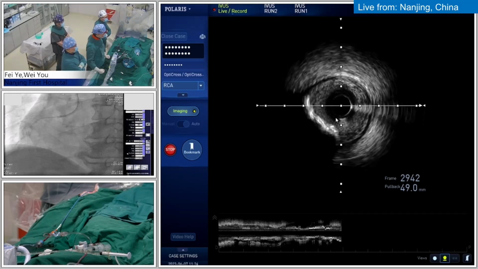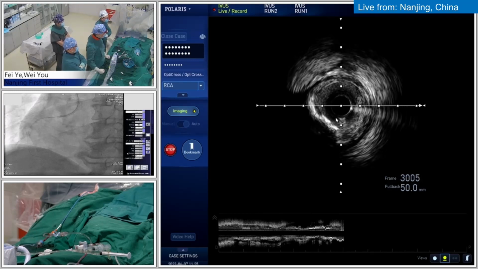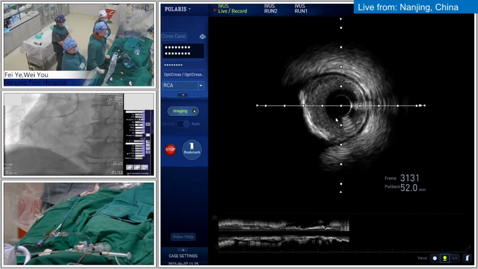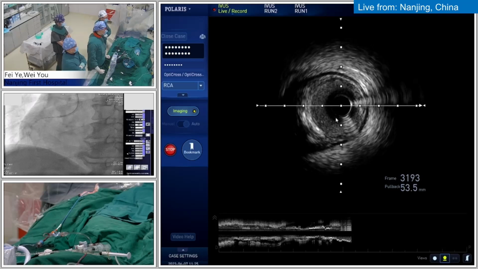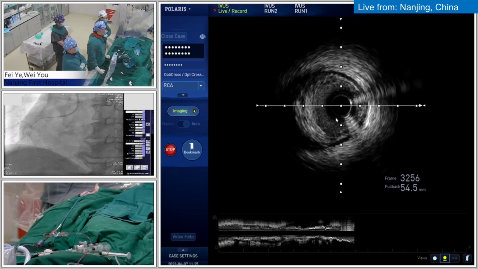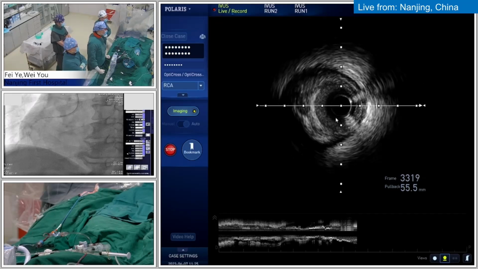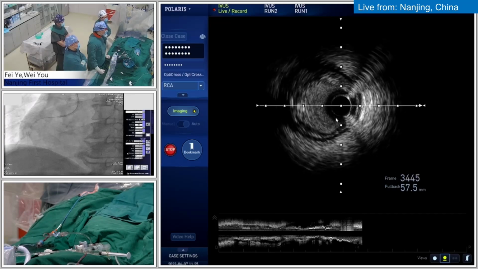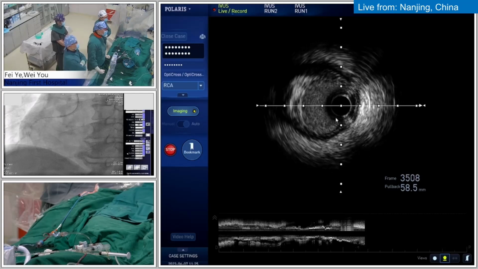So I think we use an NC balloon. It's okay. NC balloon. This is the proximal RCA. I see, nearly 4, right? Reference diameter nearly 4. Yeah, diameter more than 4. It's a lipid plaque.